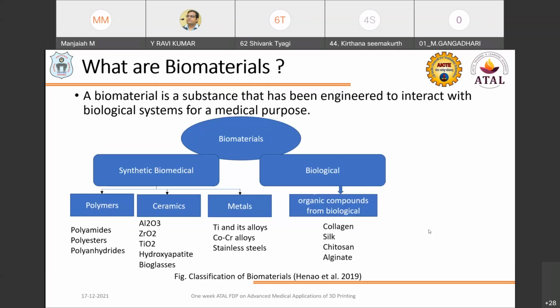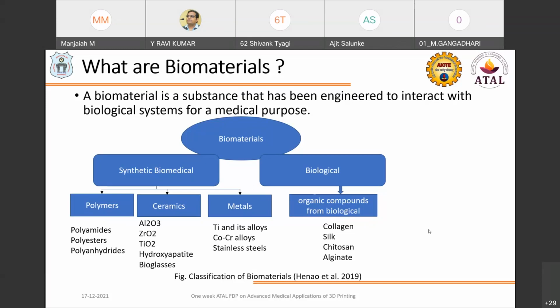In the synthetic, since the first day of this FDP program, the polymers and the ceramics, as Dr. Vairakumar sir gave a lot of opportunity, how polymers and ceramics can be used to make medical application parts. The polyamides, polyesters, polyhydrates, and as well as some of the ceramics, Al2O3, zirconium oxide, titanium oxide, hydroxyapatite. Even in today's morning session, sir explained how hydroxyapatite is used to make artificial bone. How hydroxyapatite is useful when you are using gelatin, and making the hydroxyapatite by incorporating some of the stem cells of the human, then developing these artificial bones. That is where development and advancement is taking place in artificial bones.